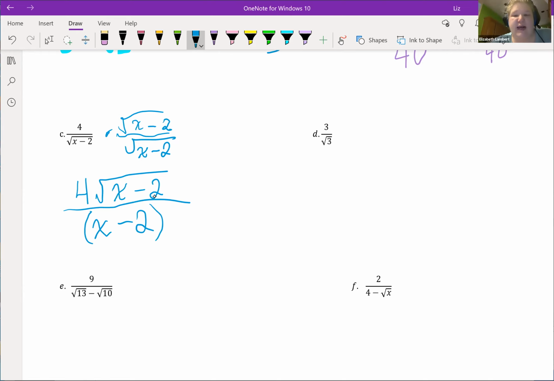So this 4 cannot interact with that minus 2. X minus 2, I put it in parentheses. You don't have to write or type the parentheses, but I like to see it because it reminds me that it is a thing together. I can't reduce unless I get a whole X minus 2.